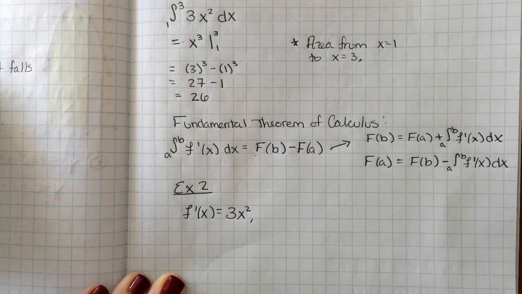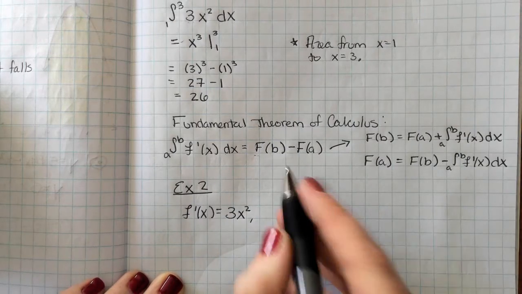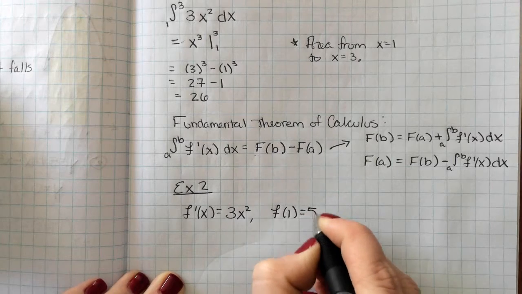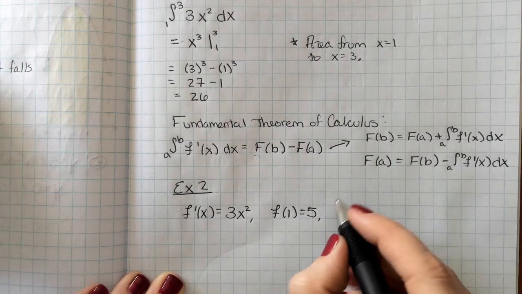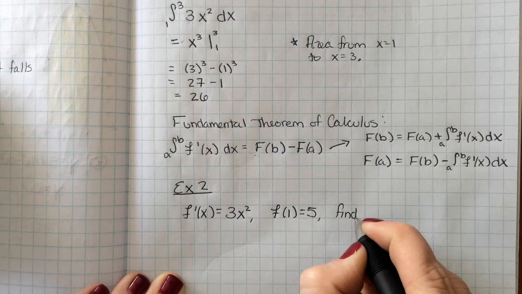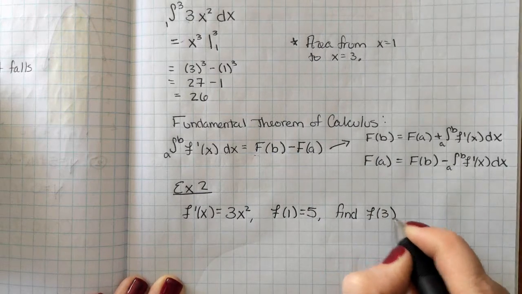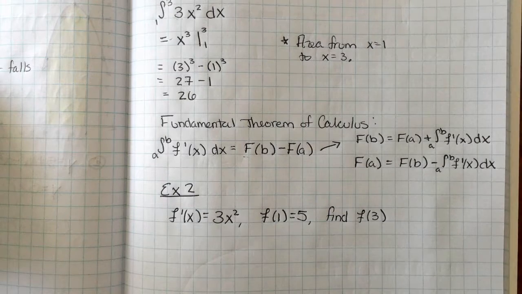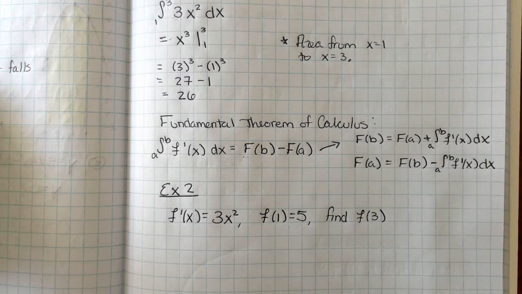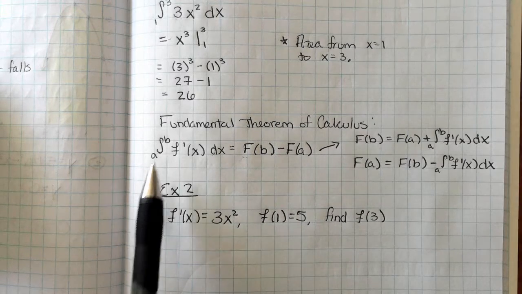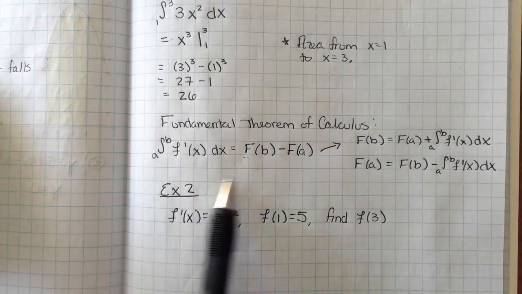Again, I'm just changing the notation a little bit on you. But let's say F of 1 equals 5. I want to find F of 3. Okay? Now, let's pick out some information that I know. What do you guys know?